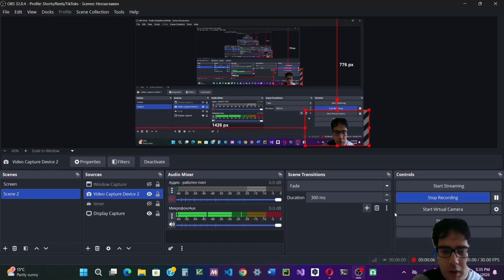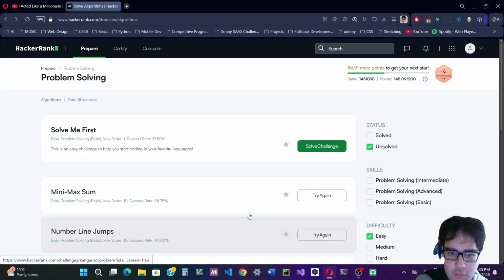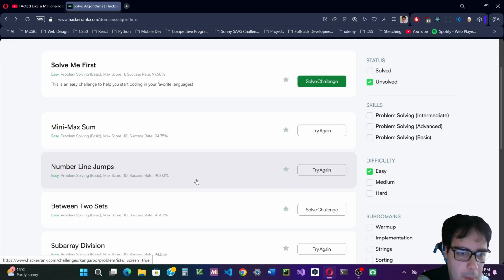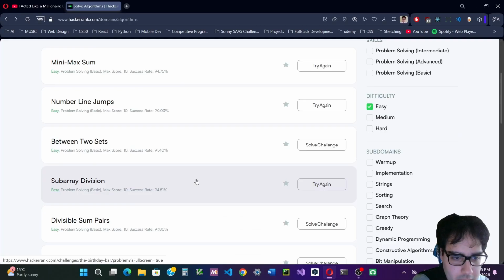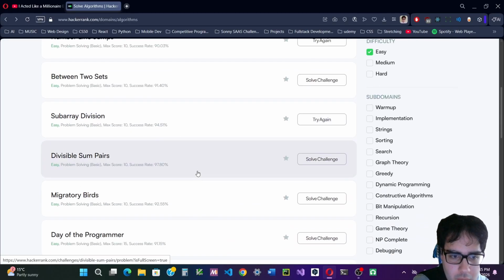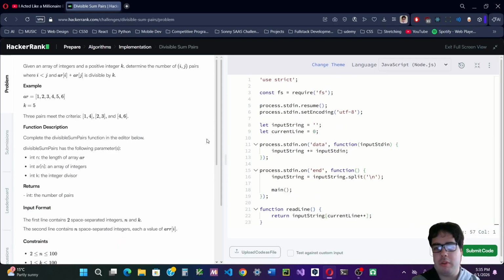So it's day 61. Day 61, we're gonna try to solve some stuff here. Okay, so let's start with something easy, because let's do easy ones right now. Determine the number of i, j pairs where i is less than j and r of i plus r of j is divisible by k.